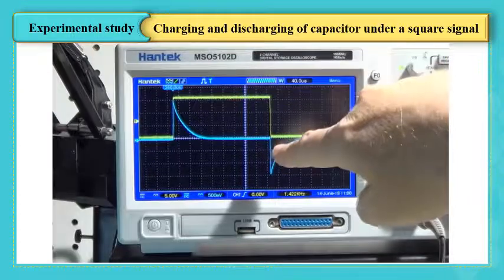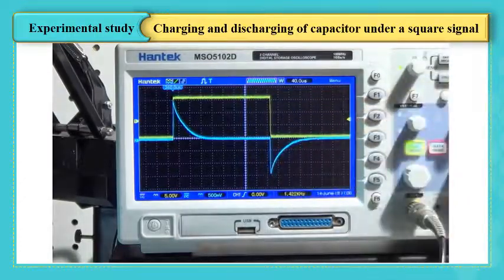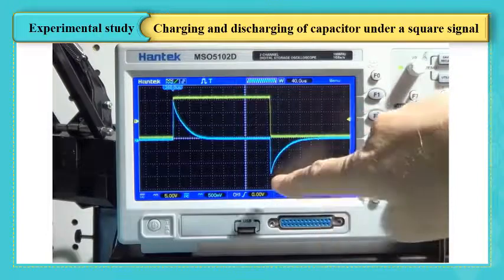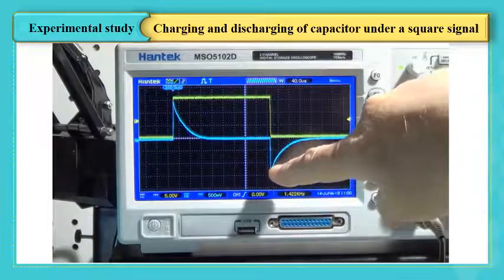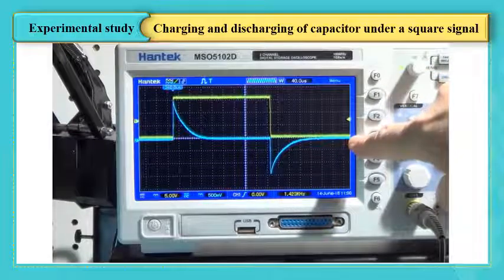Conversely, when we short the capacitor, then there will be a peak of current in the opposite direction, because now it is the capacitor that is moving the current across the resistor in the opposite direction, and we will see over here. And then the current will keep going until it reaches zero, when the capacitor is completely discharged.